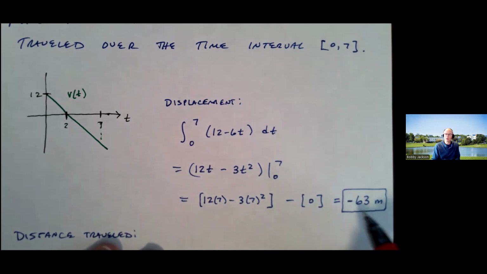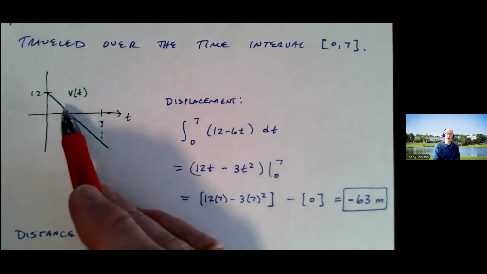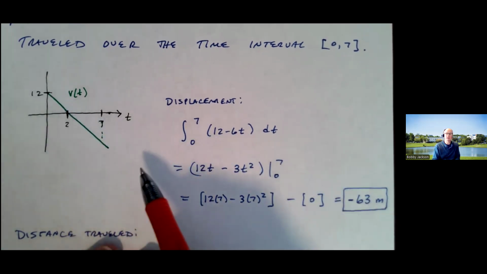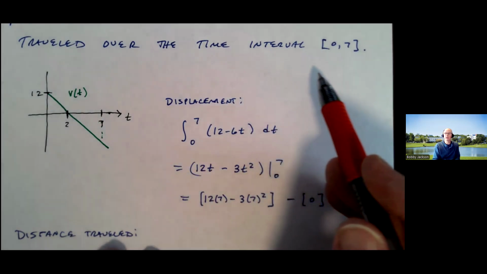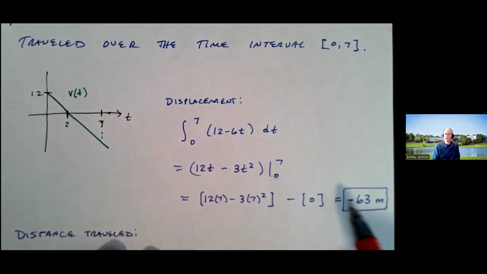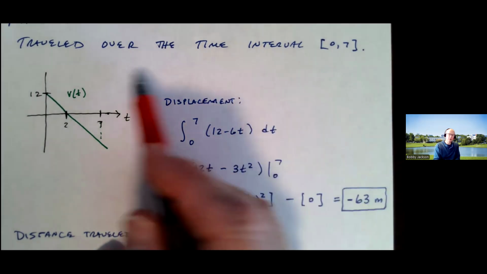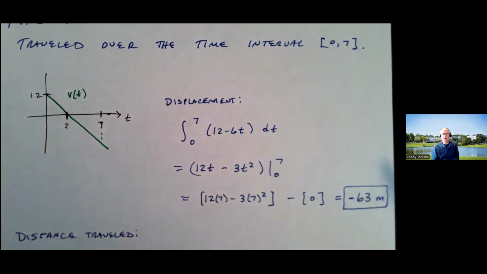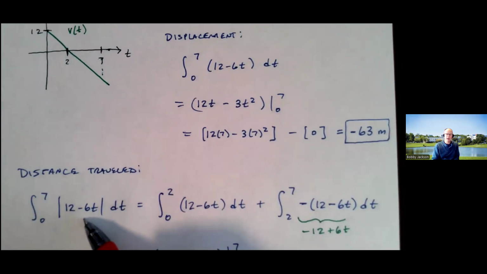Does that mean we traveled just 63 meters? No, right? Because apparently we were moving to the right for a little bit and then moving back to the left. So wherever we start, we move to the right a little bit and then we move to the left. And by the time 7 seconds comes, we're actually 63 meters to the left. So we have to figure out how far we travel this way and then all the way back. And the way to do that, of course, is by integrating the absolute value of the velocity function. That's how we find distance traveled.